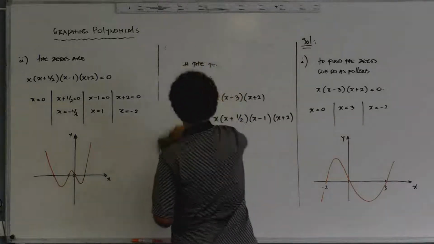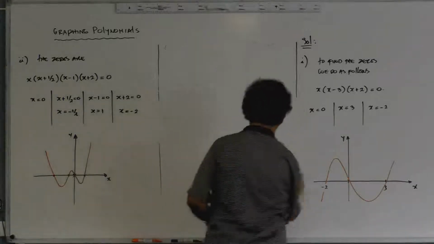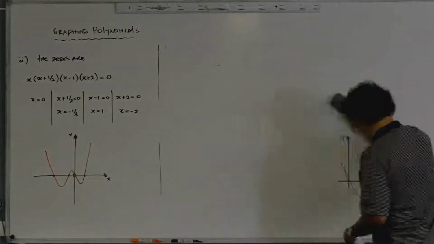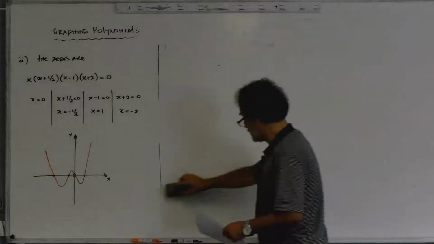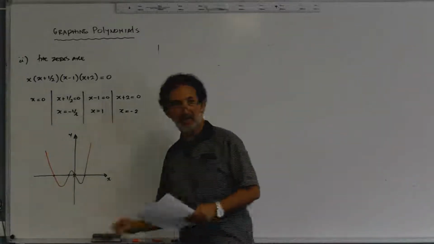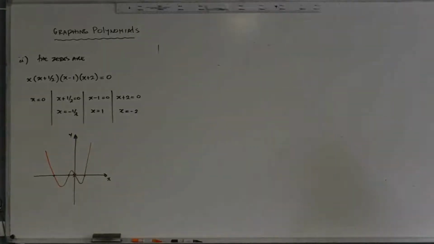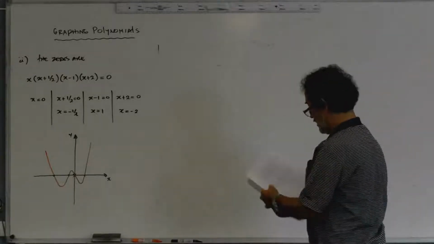Okay, so you can see sketching a polynomial when it is in factor form is simple. The problem is when you have a polynomial given in the general form, and then you need to factorize it. Okay, so that is a different thing. Let's do another one, and then you're going to start doing some of them by yourself.